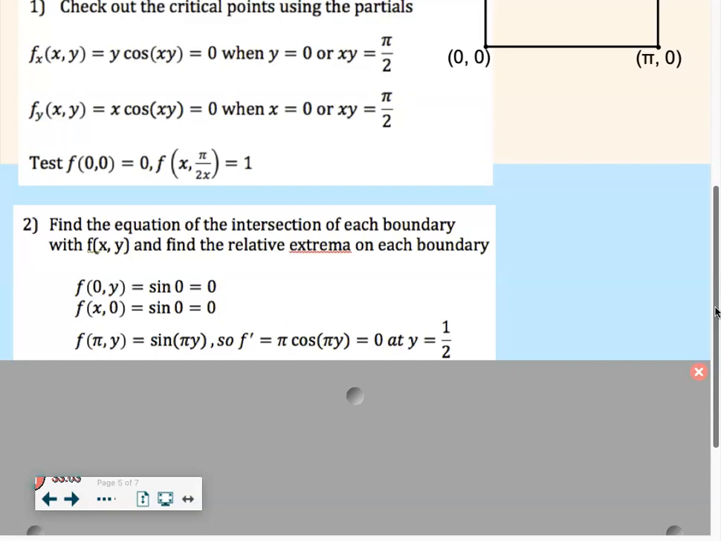But if we were to do the work, then our first one would be where x is pi. Replace the x with a pi, plug it into your z function, find your derivative with respect to y, set it equal to 0, and solve, and you get y equals a half. Then you plug the point pi, a half in, which is the sine of pi halves, which is 1.